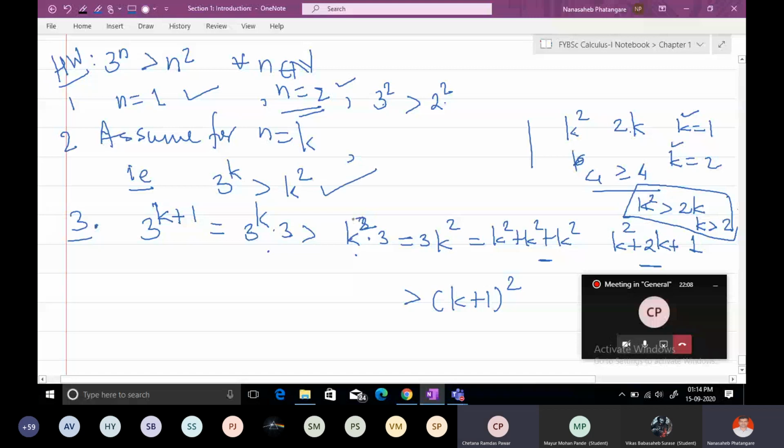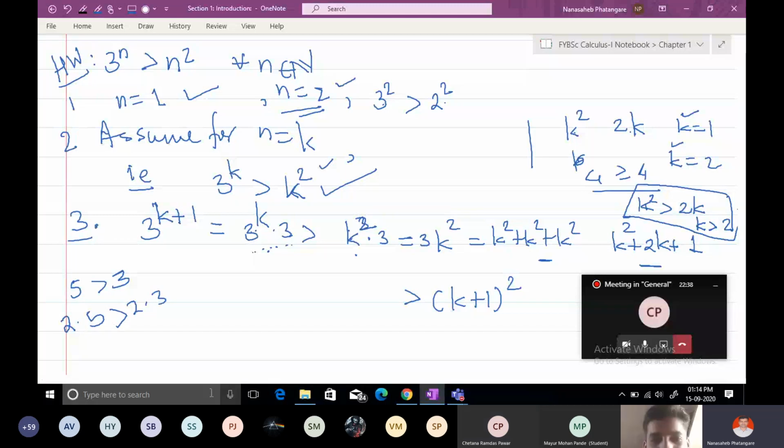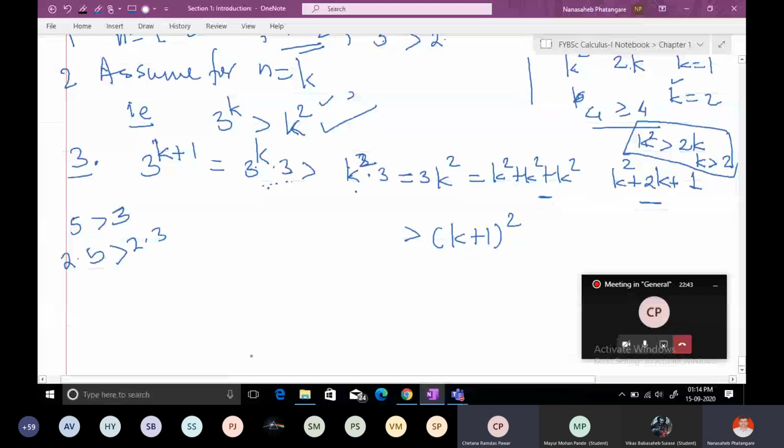So what is the induction hypothesis? This we are assuming, second step. What I am assuming to be true is 3 raised to k is greater than k square. I am saying that this is true, and therefore I am replacing 3 raised to k by k square. So which quantity is bigger? This quantity. So 5 is greater than 3, and if I multiply it by 2 on both sides, then what happens? Still this quantity is bigger.